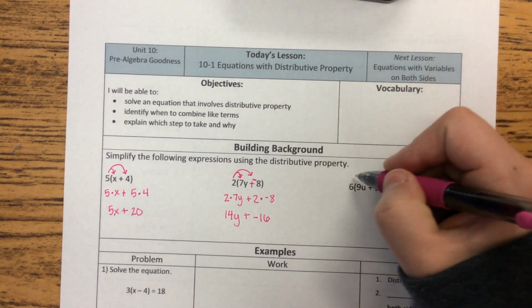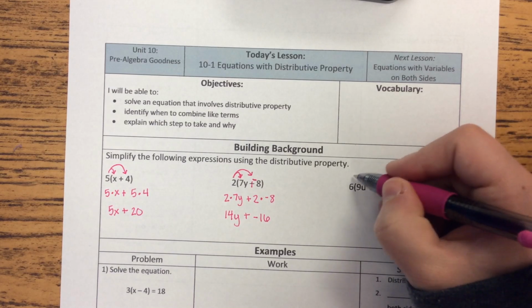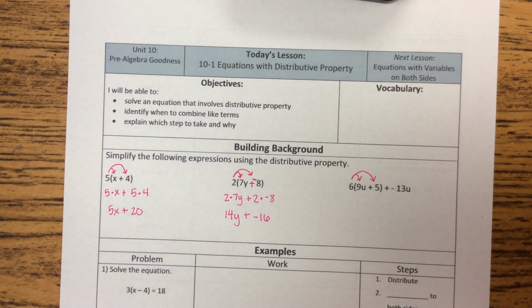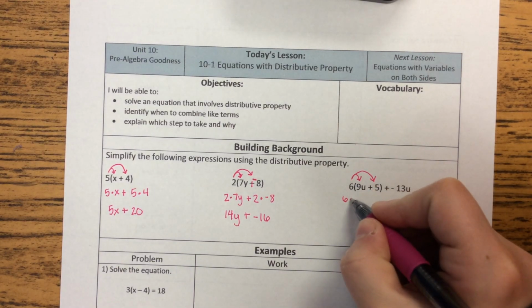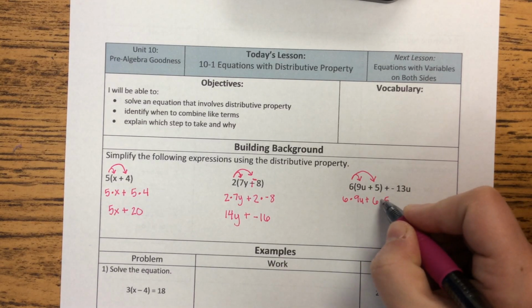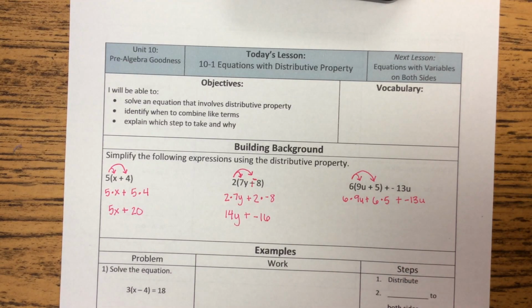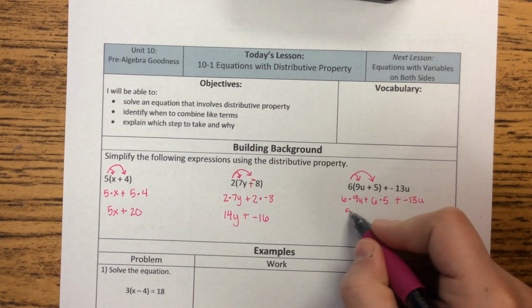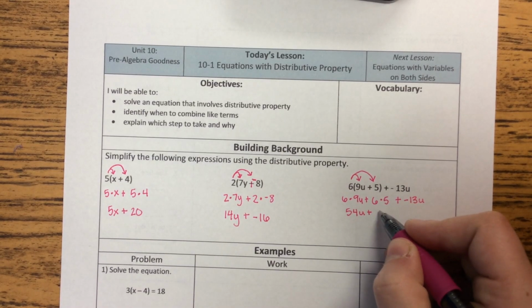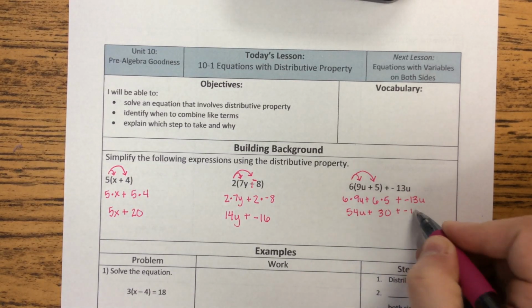All right, and then our last one. This one I have this negative 13u. It's not in the parentheses, so it just hangs out by itself. Pew, pew. Just those two get the 6. So 6 times 9u plus 6 times 5. And then this negative 13u is just hanging on. Okay, so 6 times 9 is 54. So 54u. Plus 6 times 5 is 50. No, not 50, 30. Plus negative 13u.